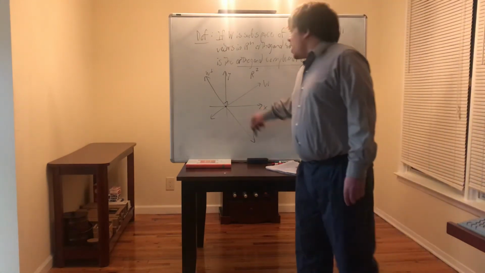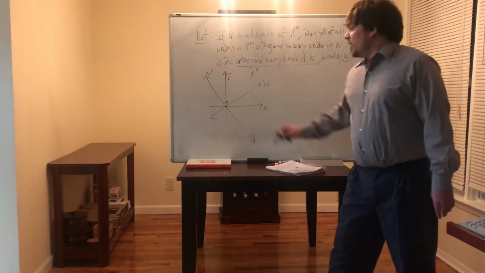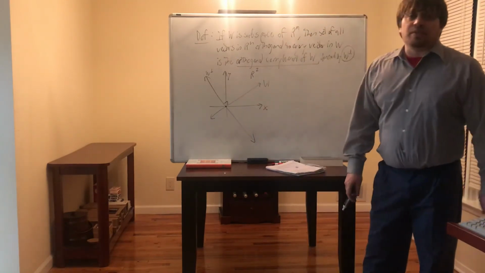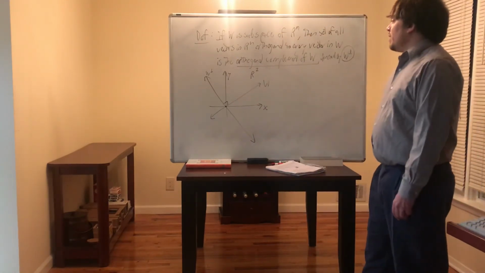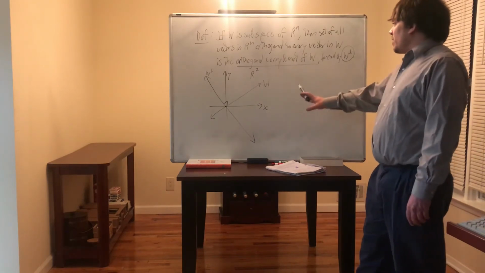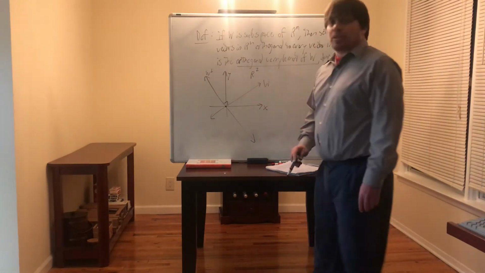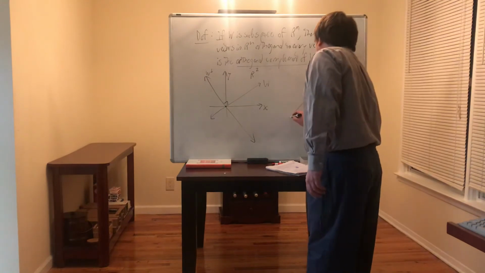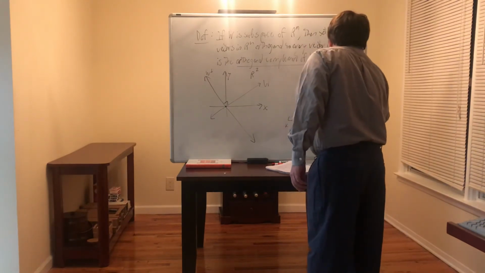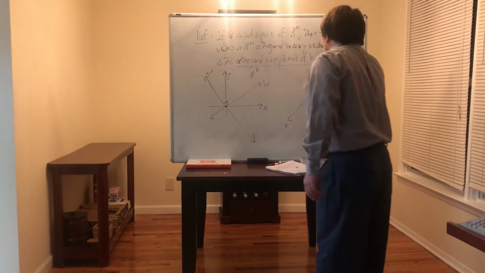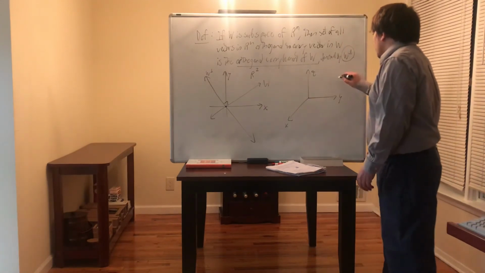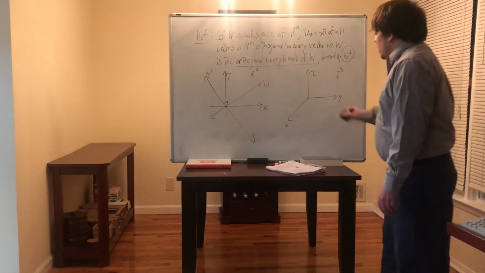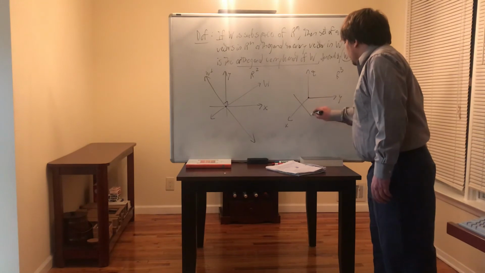Okay? And so the line perpendicular to this line through the origin is the orthogonal complement of that line through the origin. And that's the example of the orthogonal complement of a subspace of R2. Now if you look at R3, here's the x-axis, here's the y-axis, and here's the z-axis. And so now here's 3 space.